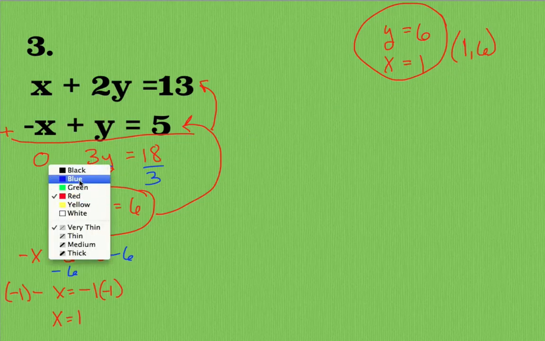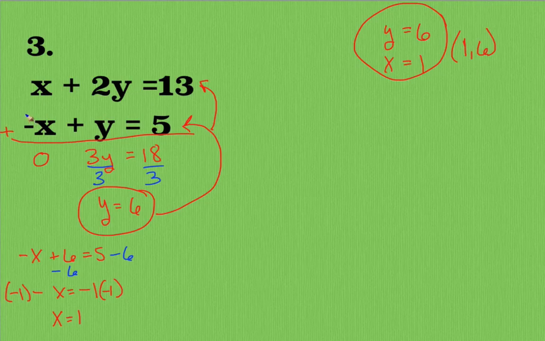So let's check these. Let's see what would happen if I were to plug them in. So my x is 1, so that's negative 1 plus 6. Negative 1 plus 6 is 5. So yes, that checks out. Now let's check the top one. So again, x is 1 and y is 6. 2 times 6 is 12. Actually x is positive 1, not negative 1, sorry. So 1 plus 12, that's 13. So yes, this checks out as well.